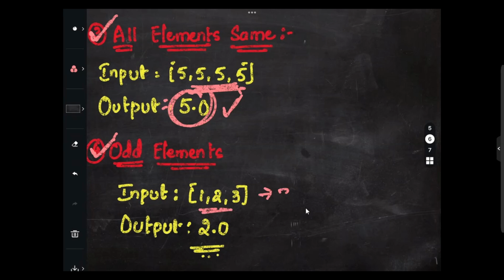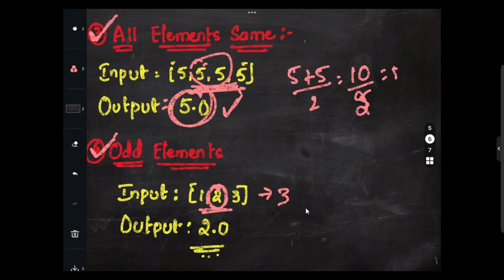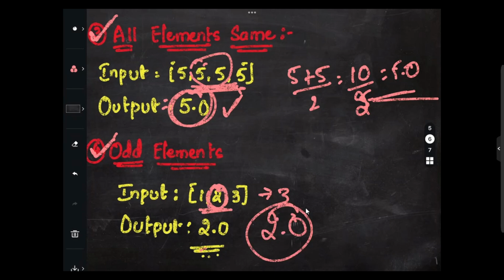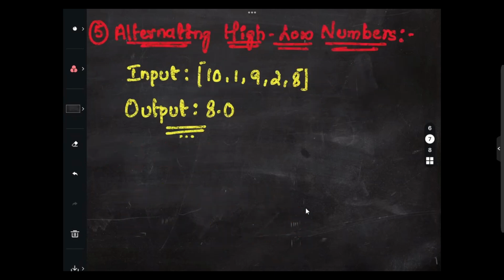We have odd elements here. 3 elements we have here, nothing but odd elements in this case, right? So this one output is 2.0. Why? Because the middle element is 2 in this case. For the even case we would consider the middle 2 elements, so this will be 5 plus 5 by 2, so this becomes 10 by 2, which is 5.0. For odd, the middle element we directly consider. This will be 2.0 because this is odd. So let's move on with the final edge case here, alternating high low numbers.